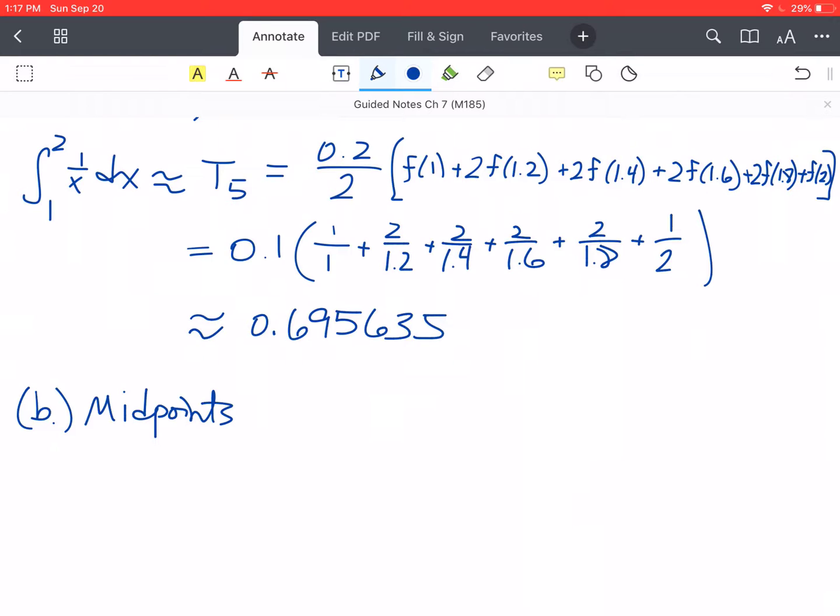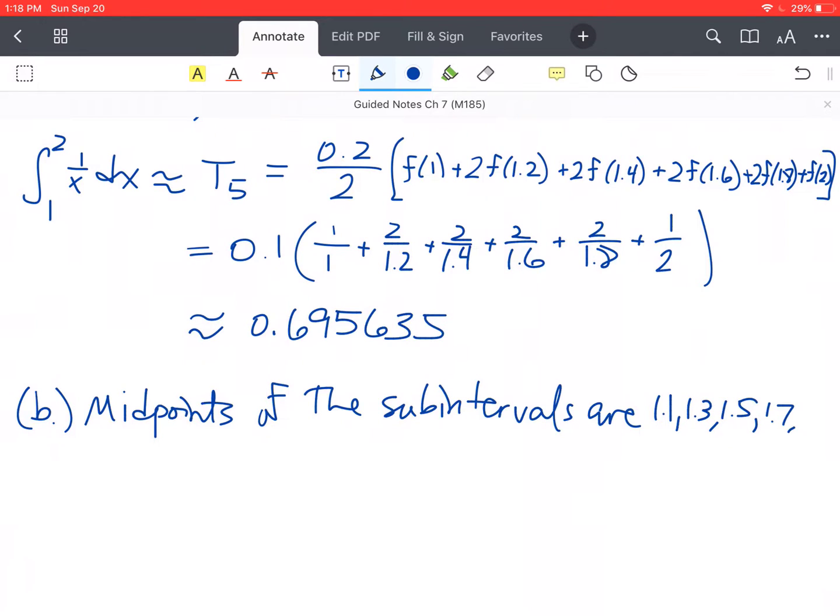So the midpoints of the subintervals are 1.1, 1.3, 1.5, 1.7, and 1.9.